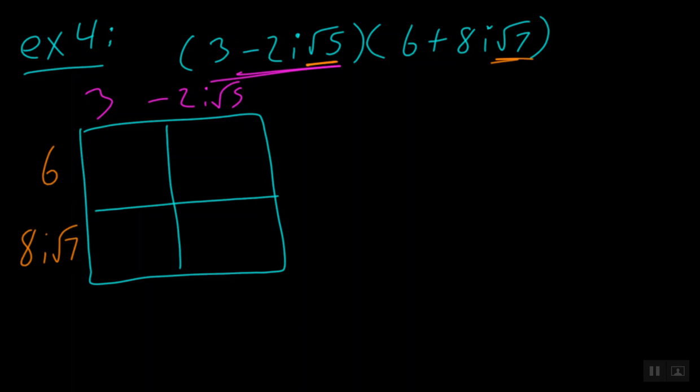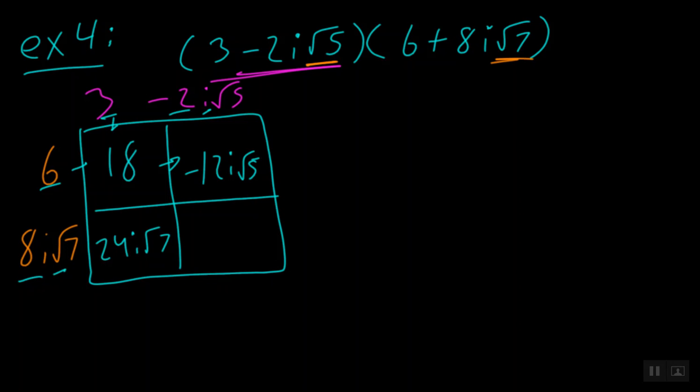And what's this going to look like when we multiply everything? Well, we know that 6 times 3 is clearly 18. I know that 6 times negative 2 will give me negative 12i. Remember, the I just gets tacked on. I square roots of 5. And right over here, we have 8i times 3. That will be 24i square roots of 7. The square root of 7 just gets tacked on.